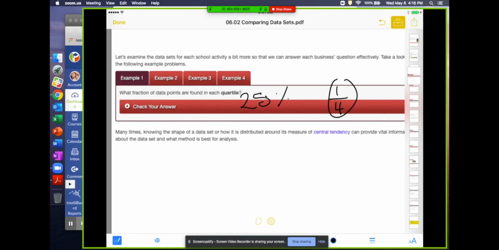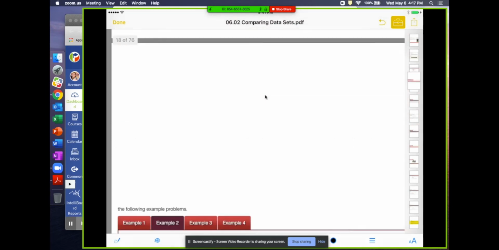Many times, knowing the shape of the data set and how it's distributed, as well as a measure of central tendency, can provide vital information about the data and what is the best method for analysis.